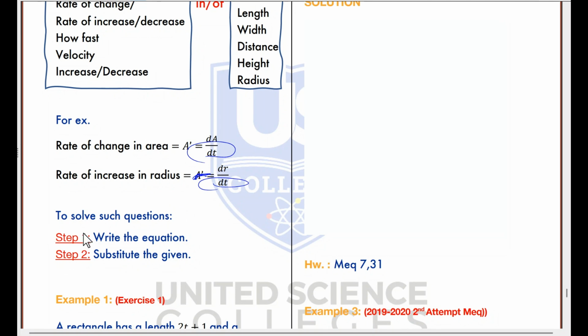So to solve questions, the first thing to do is write the equation and then substitute the given. So when we write the equation, we are going to take the derivative and then substitute whatever is given in the question.